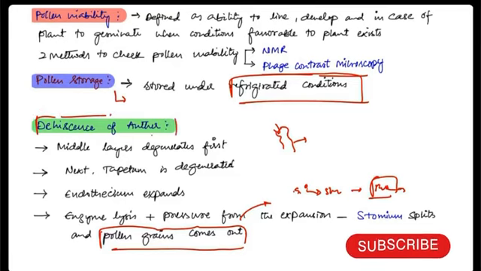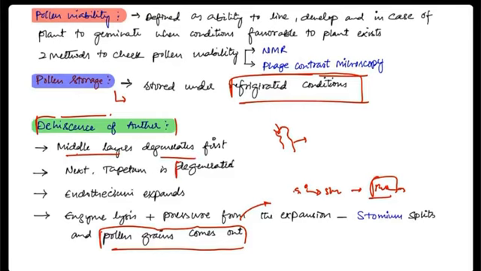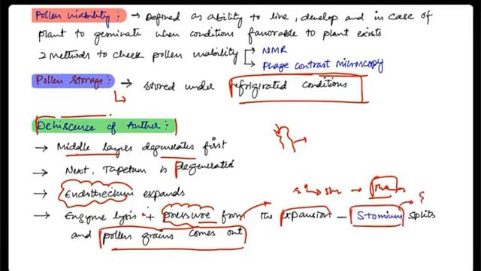In dehiscence of anther, the middle layers degenerate first, and next is the tapetum, and the endothecium will expand. This will eventually lead to the bursting of the anther, where there will be enzyme lysis, which gives the expansion, and the stomium, a tissue found in the anther, will split up and pollen grains are released. So this is how the process of dehiscence of anther takes place.